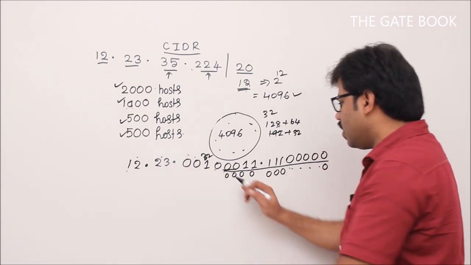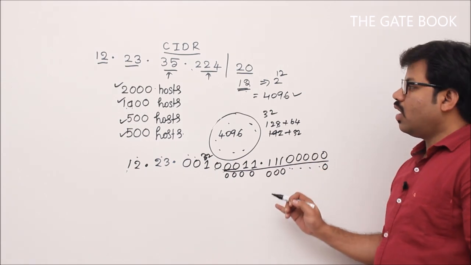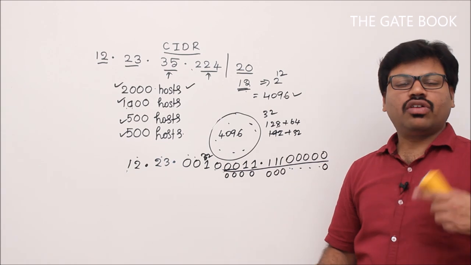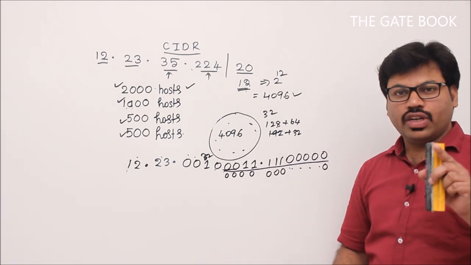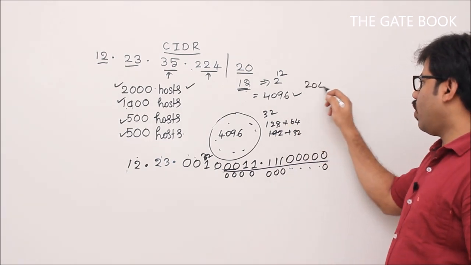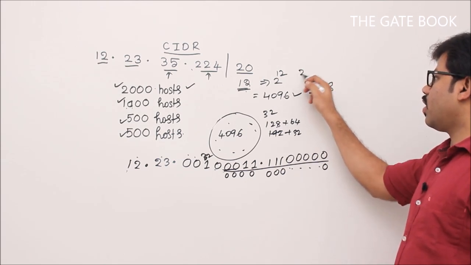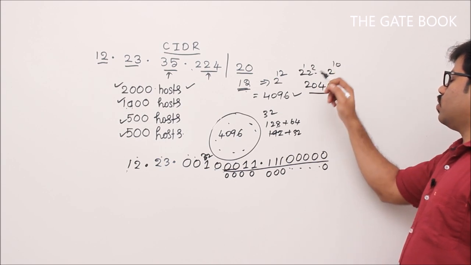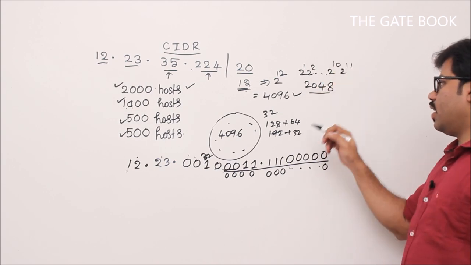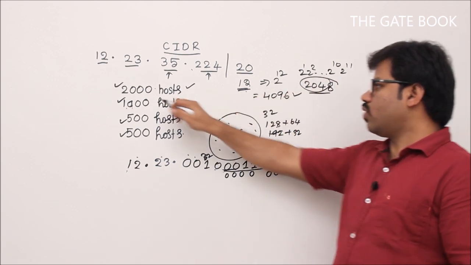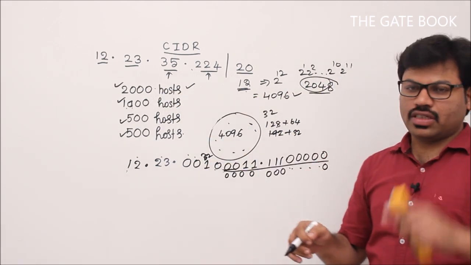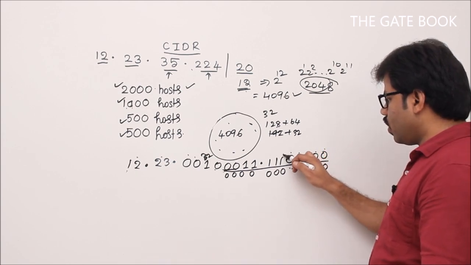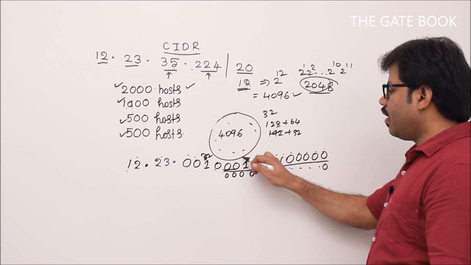Now in this 4 plus 8, 12 bits, how many bits do you require if you want to create 2000 hosts? If you want to create a network of 2000 hosts, you need 2048 addresses, right? So I'm talking about powers of 2. 2 power 1, 2 square, in that way go. 2 power 10, 1024. 2 power 11, 2048. That means if you want to have 2000 hosts, then we have to take 11 bits. So 11 bits we have to take like this: 1 2 3 4 5 6 7 8 9 10 11.